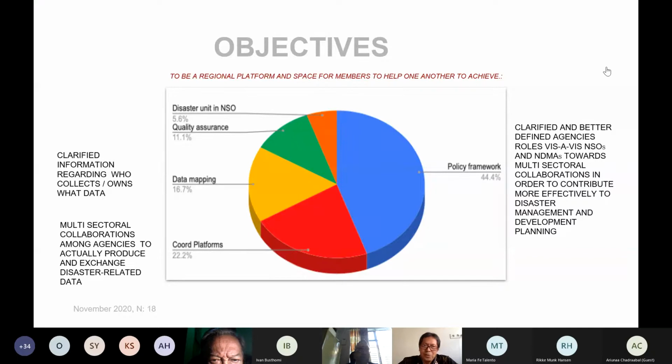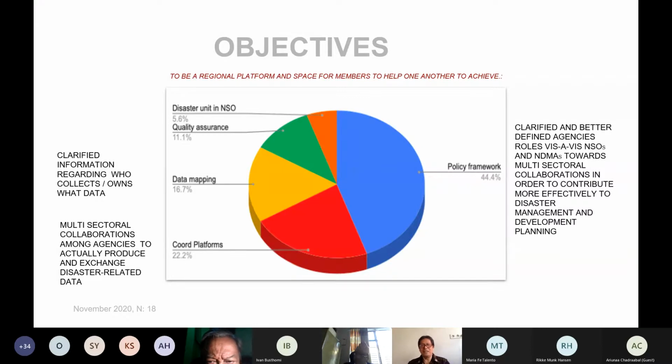the first thing we asked you was what would be your most preferred objectives of the technical working group. In brief, your input has been that almost half of you said that you prefer that this technical working group's objective be for the members to work with one another to help clarify and better define agencies' roles in your countries in relation to the roles of NSOs and NDMOs, so that collectively you could better contribute to disaster management as well as development planning. So most of you are answering this.